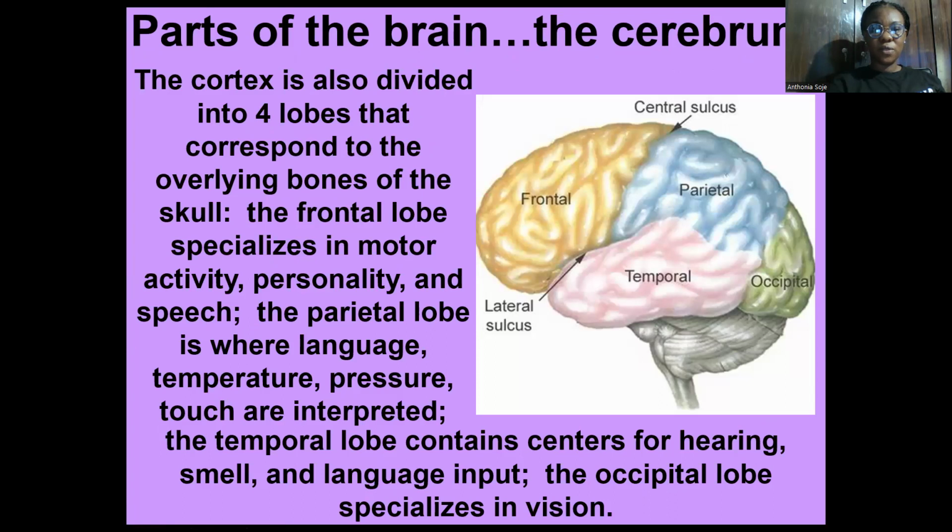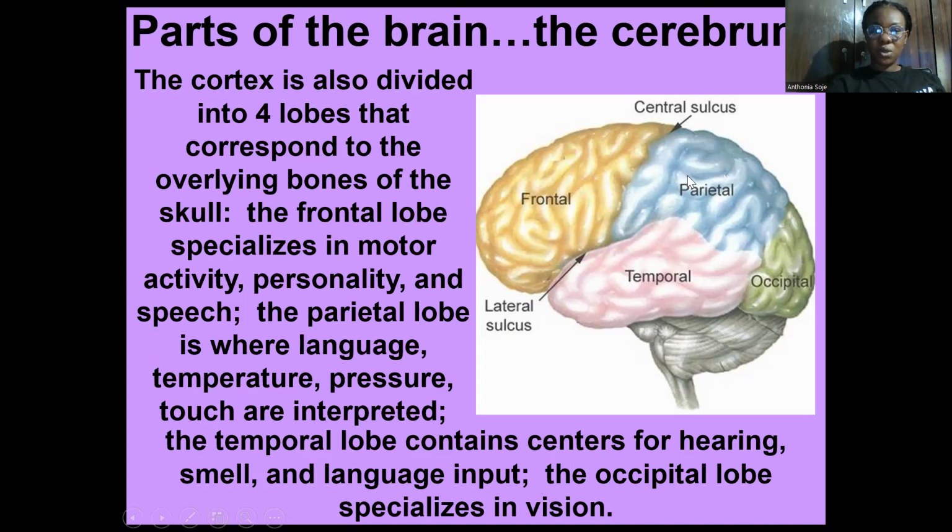The cortex is also divided into 4 lobes that correspond to the overlying bones of the skull. The frontal lobe specializes in motor activity, personality, and speech. This is the frontal lobe of the cerebrum. Injury or damage to this frontal lobe can change an individual's personality, can alter their speech pattern or their ability to speak, and can even affect their motor coordination. Some motor skills they had before, they can also lose.